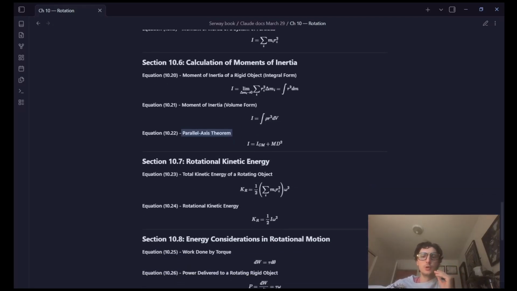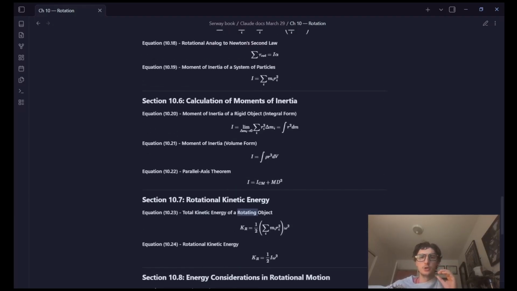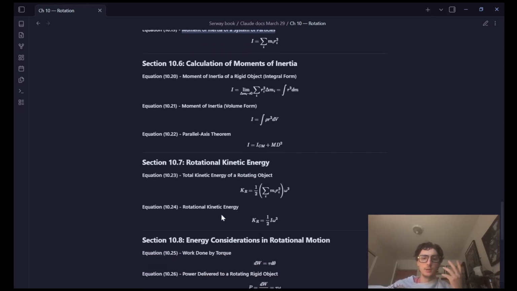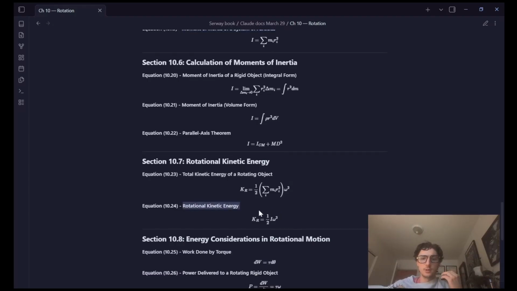Rotational kinetic energy, total kinetic energy of a rotating object. This is super interesting. K subscript r, which is kinetic energy of a rotating object, is equal to 1/2. This big thing right here, I think is moment of inertia, because we just saw a moment of inertia up here, this equation. It looks exactly like that, boom. So 1/2 I, and then omega squared. This is crazy. And look at it here. So this is the only equation you have to remember, 10.24, rotational kinetic energy, 1/2 I omega squared. And we already know what those symbols mean.